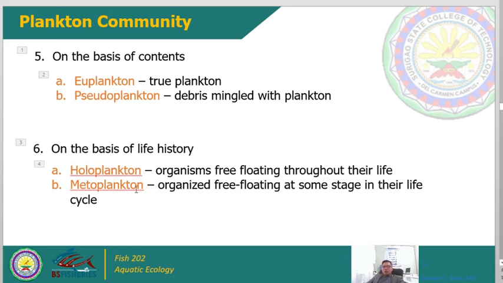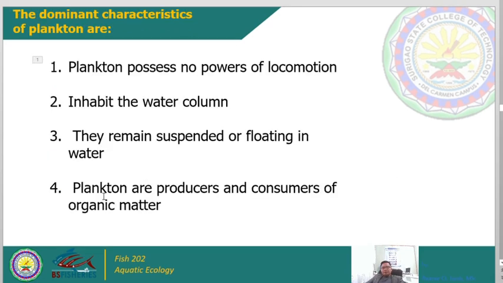Holoplanktons means whole or entire. Okay? So, organisms free-floating throughout their life. So holo means entire life. Plankton sila, free-floating sila, entire life. The meroplankton are organisms free-floating at some stage of their life cycle. So part lang sa ilang stage, plankton sila. In other parts, when they grow, dili na sila depending on the water current. They can already move with their own will. Okay, so that is meroplanktons.